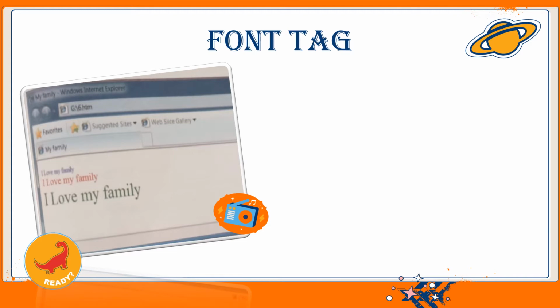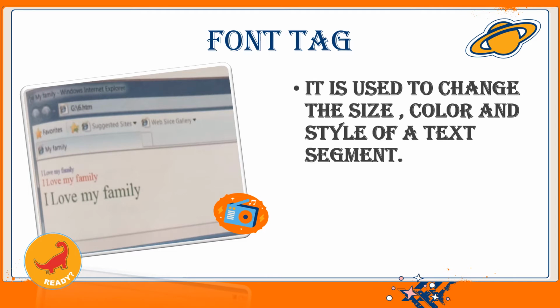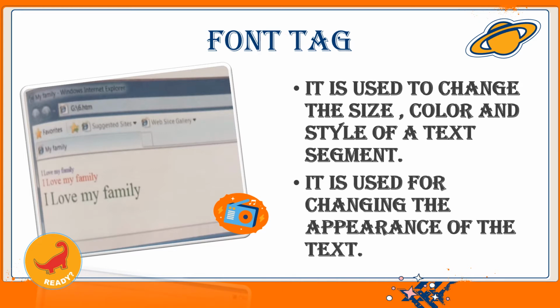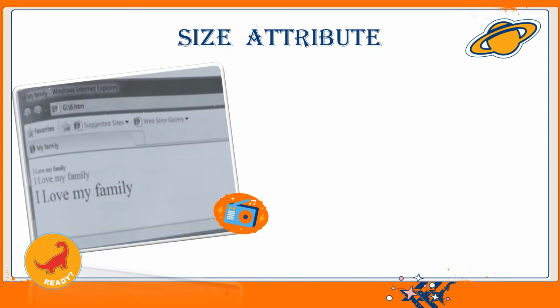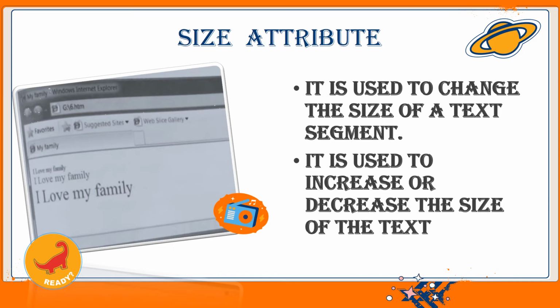So for the better replacement of that, we got font tag. It is applicable on the block of statement. It is used to change the size, color, and style of the text segment. It is used for changing the appearance of your text. Let's talk about the first attribute, size. It is used to change the size of a text segment. It is used to increase or decrease the size of your text. As you can see in the image, all the three lines are appearing with a different font size.